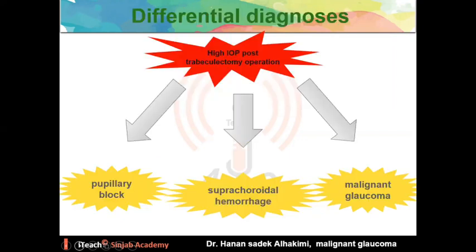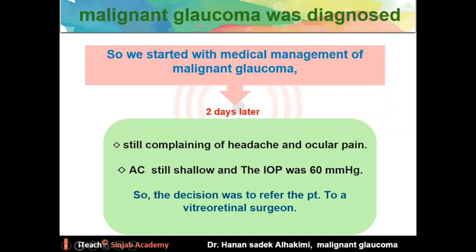So is it pupillary block? This was excluded by the patent PI. Is it suprachoroidal hemorrhage? We sent the patient to do an ultrasound. The ultrasound result was normal. So we were left with a diagnosis of exclusion, which is malignant glaucoma. We immediately started the medical management of malignant glaucoma, which includes cycloplegic, aqueous suppressant agent, osmotic agent, and steroid.